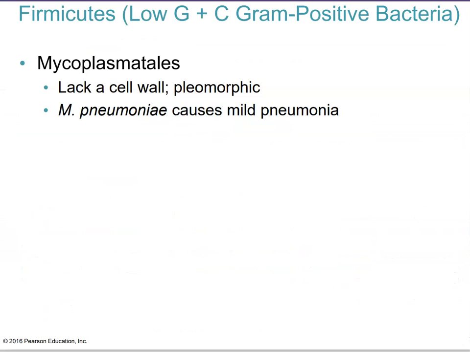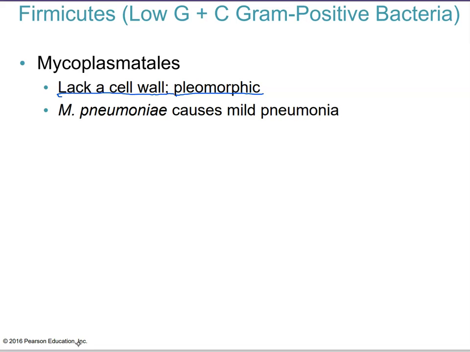And now here is our final group of the Firmicutes, the low GC gram-positive bacteria, and those are mycoplasmas. They're very difficult to grow and culture because they lack cell walls. So because they don't have a defined shape defined by their cell wall, they are pleomorphic. That means they can assume many shapes.